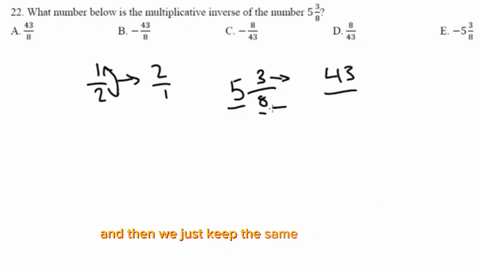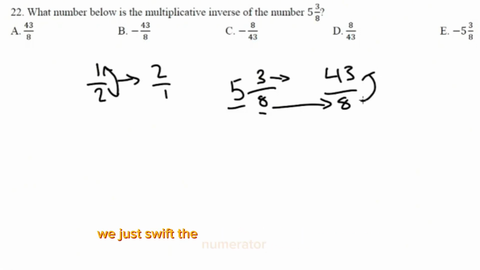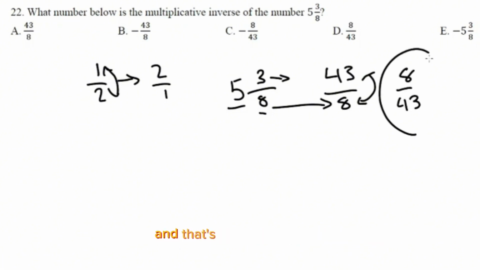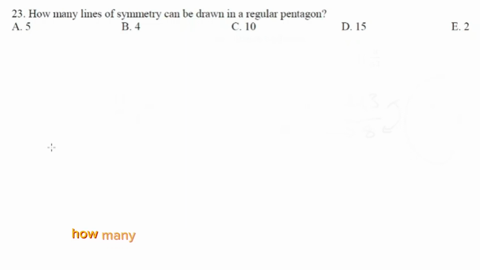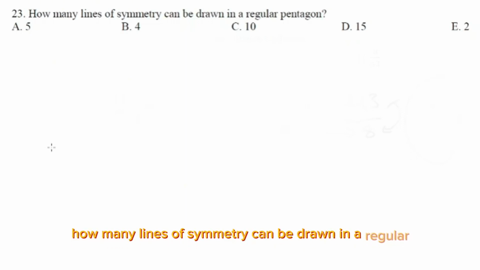And then we just keep the same denominator, so that's 43 over 8. Now all we have to do is flip these. We flip the numerator and the denominator, and that's 8 over 43. And that's your answer. Next, how many lines of symmetry can be drawn in a regular pentagon?